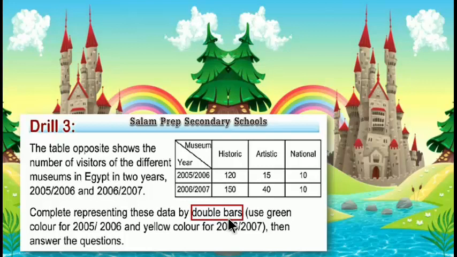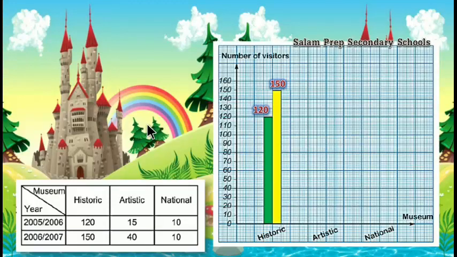Double bars graph, okay? Use green color for 2005, 2006 and yellow color for 2006, 2007. Then answer the following. Now we will represent the data on the table using double bars graph, okay?